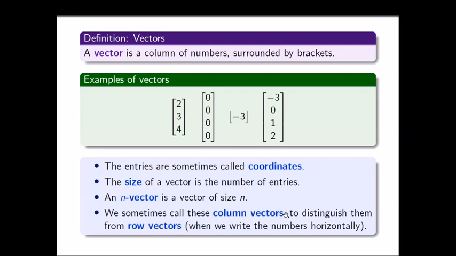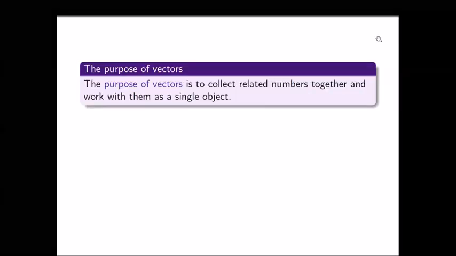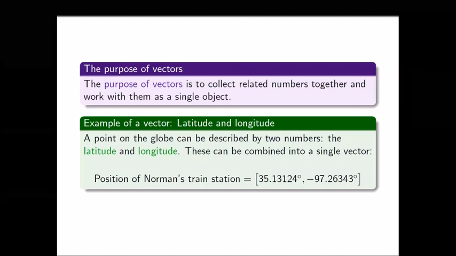And we sometimes call these column vectors as well, just so we can distinguish them from row vectors. And a row vector is essentially when you write all of these horizontally. So why do we need vectors? The purpose of vectors is to collect related numbers together and work with them as a single object. Let's look at an example.